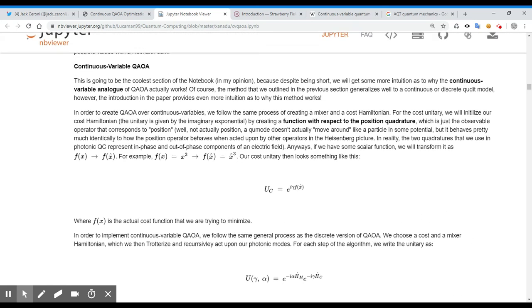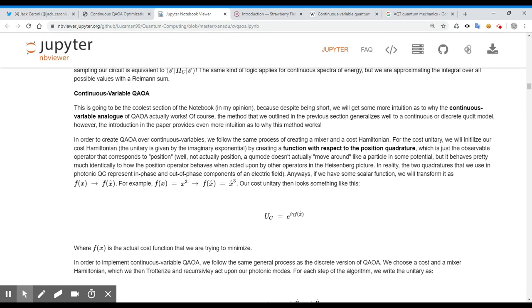This is going to be the coolest section of the notebook, in my opinion, because despite being short, we'll get some more intuition as to why the continuous variable analog actually works. Of course, the method that we outlined in the previous section generalizes well to the continuous or discrete QUDIT model. However, the introduction in the paper provides even more intuition as to why this method works. In order to create a QAOA over continuous variables, we follow the same process of creating a mixer and a cost Hamiltonian. For the cost unitary, we will initialize our cost Hamiltonian. The unitary is given by the imaginary exponential of a function of the position quadrature, which is just the observable operator that corresponds to position.